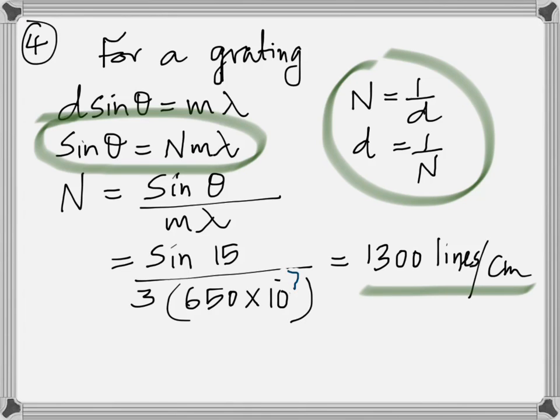Okay, because I took that as 650 times, actually it should be 650 times 10 to the negative 9 if it was in meters. But since I'm just using 10 to the negative 7, it's in centimeters. That is why the answer says 1300 lines per centimeter.